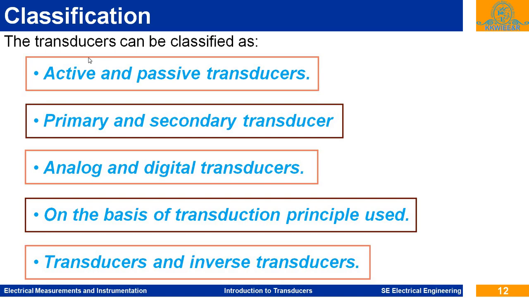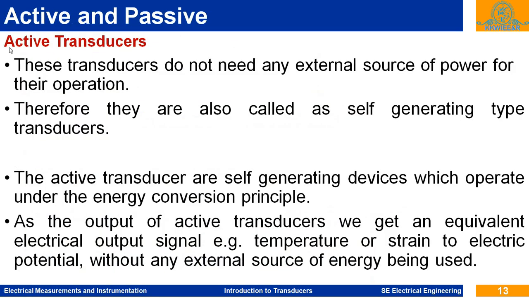They are classified as active and passive transducers, primary and secondary transducers, analog and digital transducers, and on the basis of transduction principle, transducers and inverse transducers. So these are the classifications or the types of transducers. Now we see one by one.